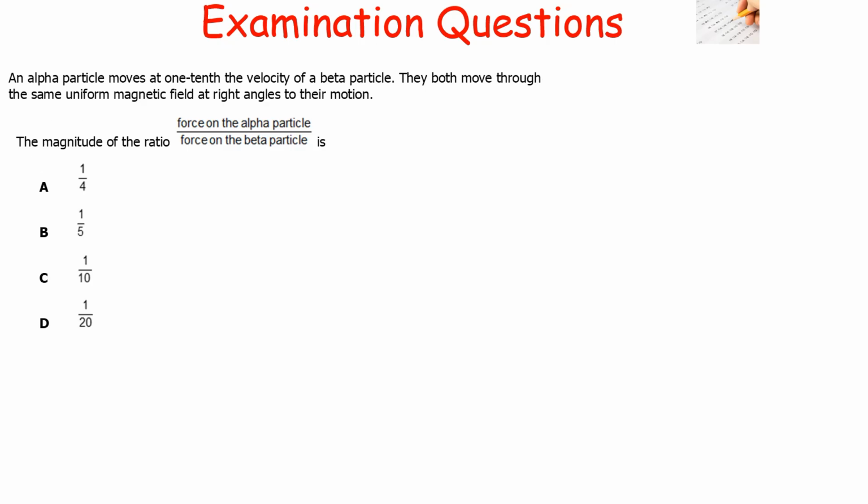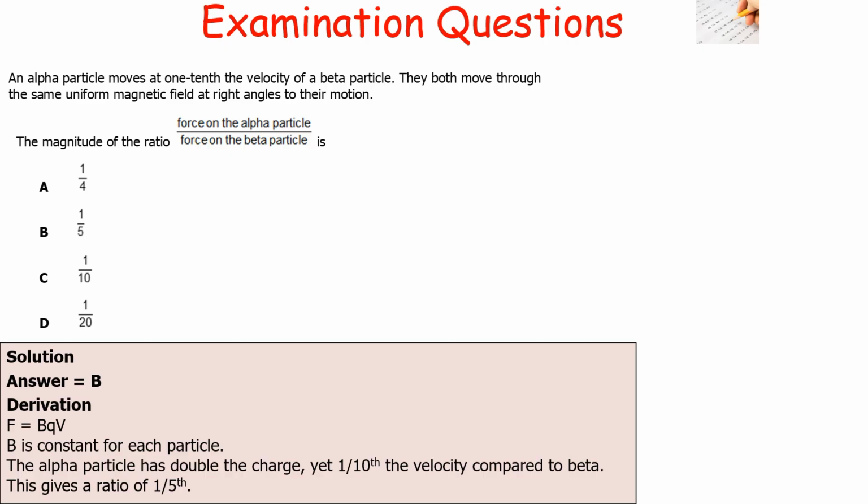Right, our answer is going to be B, because it's a particle moving through a magnetic field. The magnetic force is equal to BQV. That's an equation given to us in our equation book. Now, the magnetic field strength, B, is the same for each particle because it's a uniform magnetic field. So this gives the alpha particle double the charge, yet 1/10 the velocity compared to beta. In the question it's moving at a velocity of 1/10, and we know that the charge on an alpha particle is double because an alpha particle has 2 protons and 2 neutrons, whilst the beta is just 1 electron, so it's got double the charge. So when we work it all through, we've got a ratio of 1/5. So our answer is B.